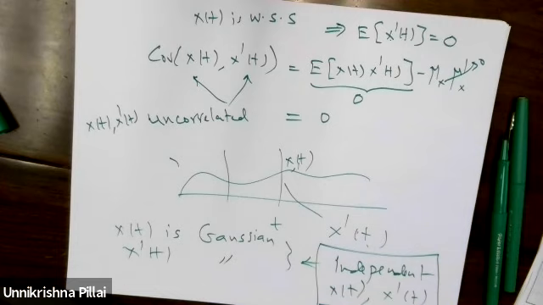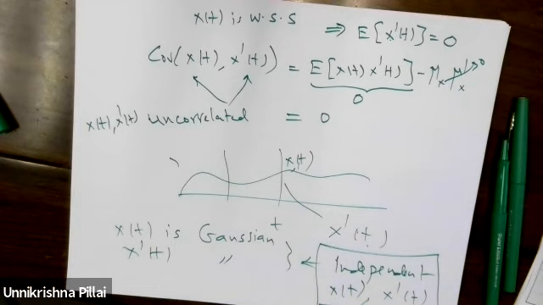So the whole point is, if the process is wide sense stationary, then the derivative, as I just showed you, is wide sense stationary. And moreover, its autocorrelation function is minus twice the derivative of the original autocorrelation function.